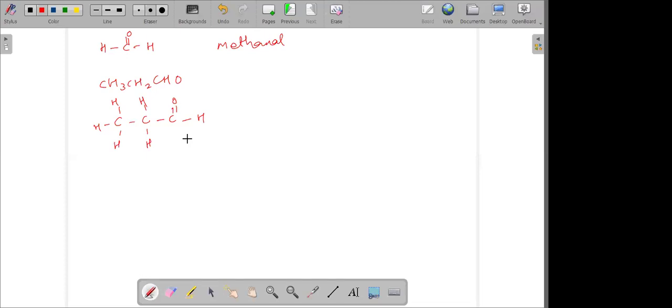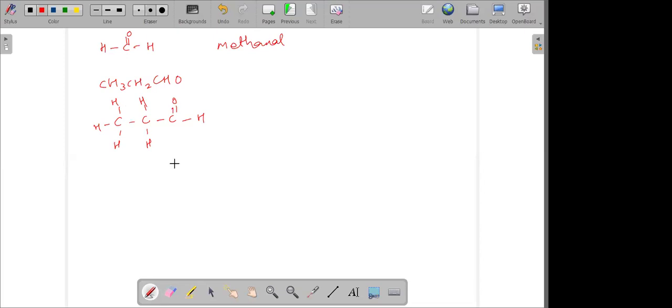Got it? So see, count the bonds. Before that, just count whether the carbon atoms are correct. So there are 3 carbon atoms. There are 3, 2, 5, and 6 hydrogen atoms, which is the same as this. So 3, 2, 5, and 1, 6. 6 hydrogen atoms.